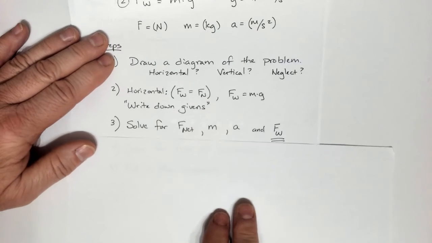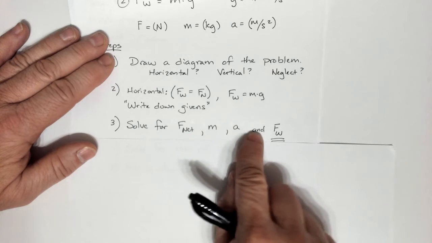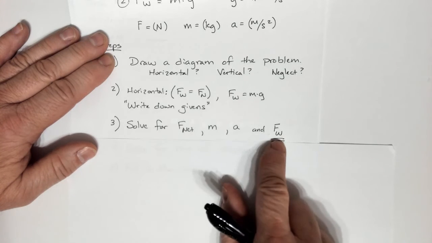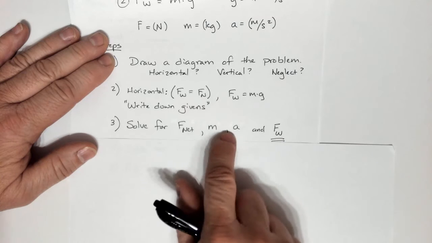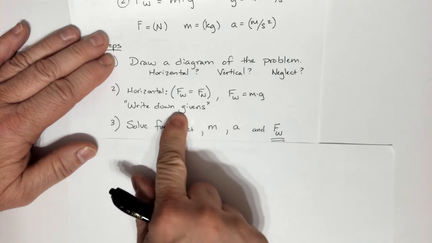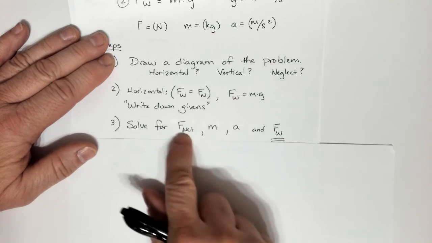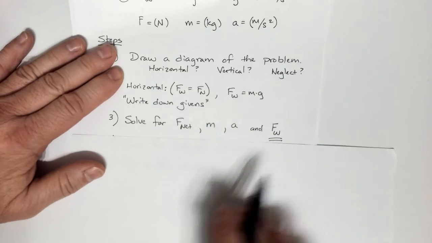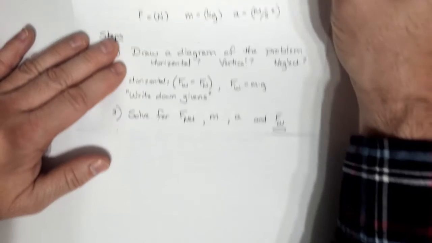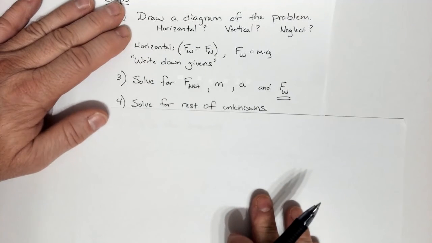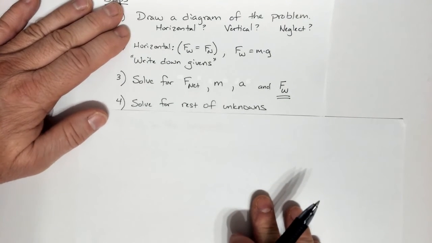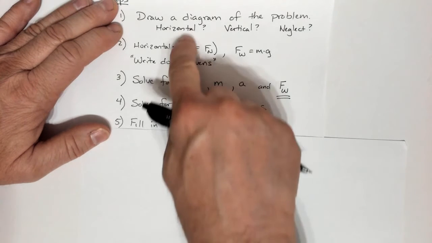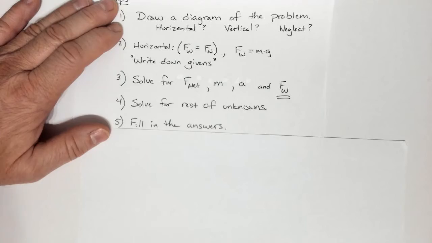Then I solve for these four major ideas: F net, m, a, and W, the force of weight. If they're given to me, I put them in my given list. But these are the ones I need to help me solve for any unknowns they may ask me. Then I go on and begin to solve for all the rest of the unknowns they may be asking for, and then I fill them into the answers. So let's go through these four steps with a couple of problems, okay?